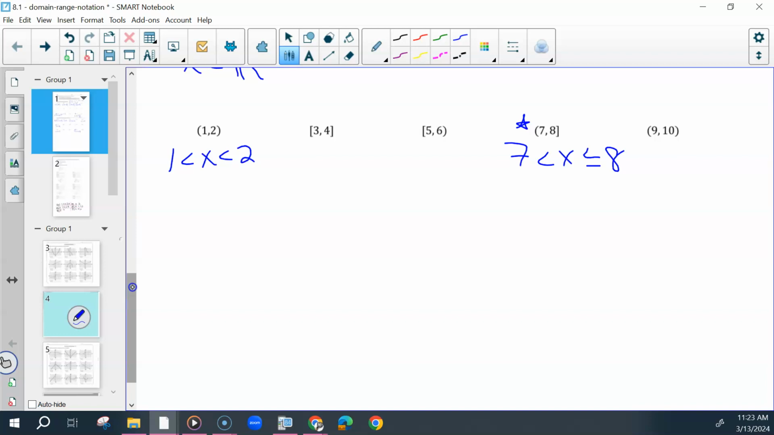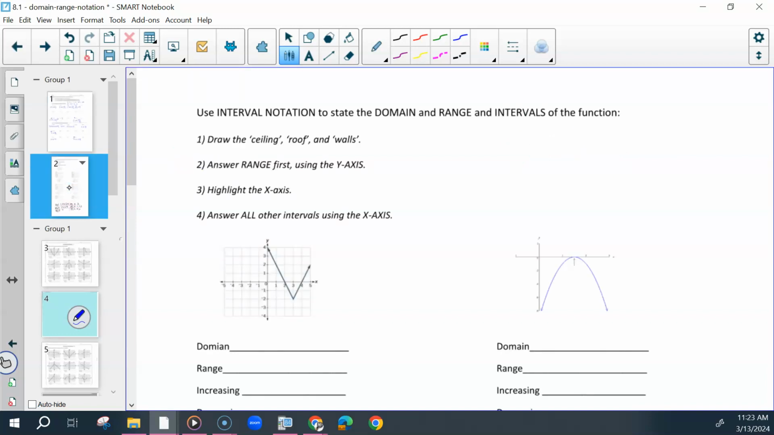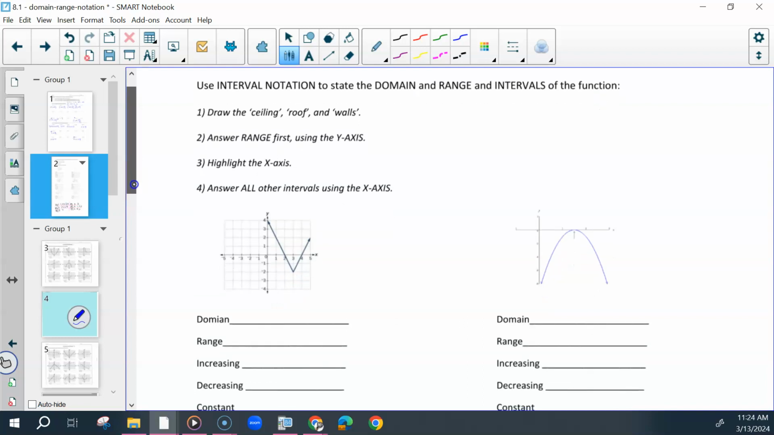So now that we get the general gist of how to write it, now we're going to actually use this in a problem. So go on to the back. Some of these are a little bit hard to read, so if you want to write over them, write bigger, highlight, feel free to do that.